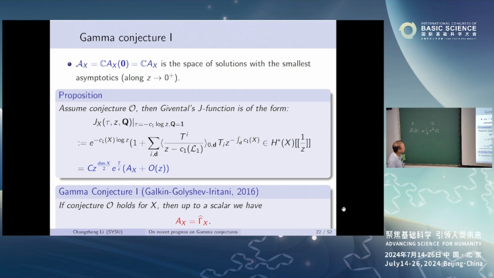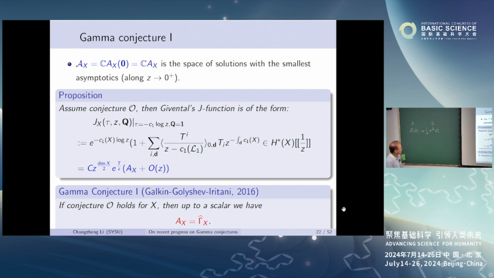And this is another equivalent formulation in terms of the J function. That is, this is one-dimensional, so we may say the subspace is given by one class. If Conjecture O holds, as Galkin, Golyshev and Iritani also proved, the J function can be defined by using the GW invariants, and you can see that this is a formal power series in 1 over z, in other words, near infinity. The first one could be treated as a definition, and the second equality is a proposition.